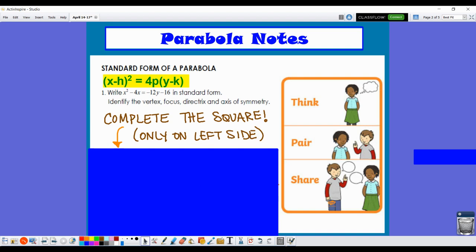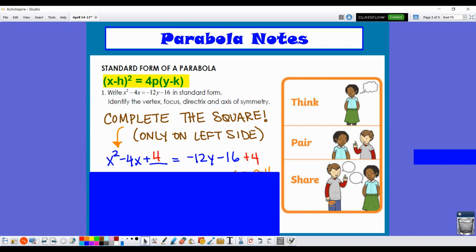On the left side, I have x squared minus 4x. In order to complete the square, I need to take the b term, divide by 2, and then square that quantity. So I have the negative 4 there. When I divide by 2, I have a negative 2. 2 squared is 4. So I'm going to add 4 to both the left side and the right side of the equation. You can see that in red. Now I'm left with x squared minus 4x plus 4 equals negative 12y minus 16 plus 4.